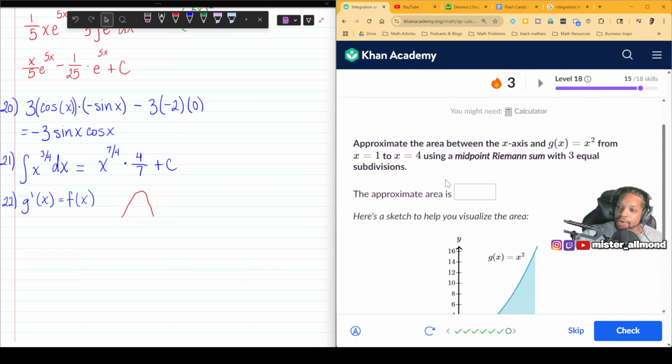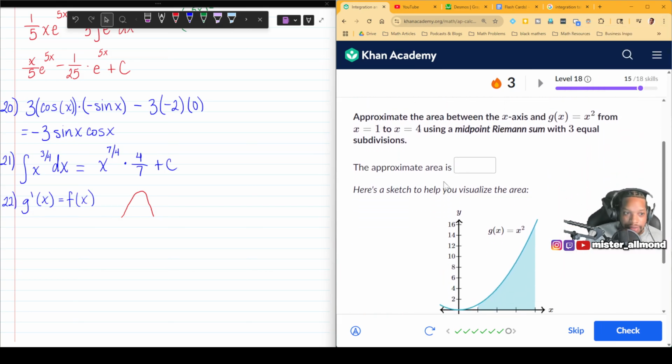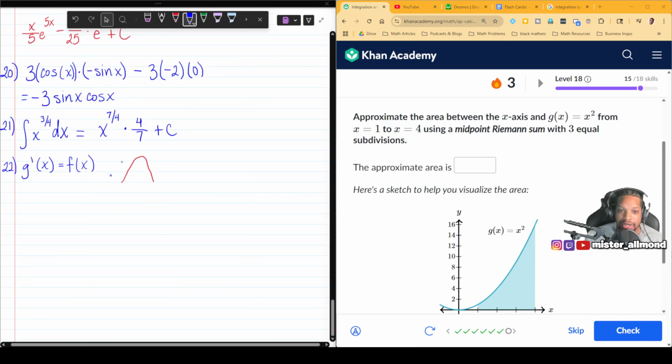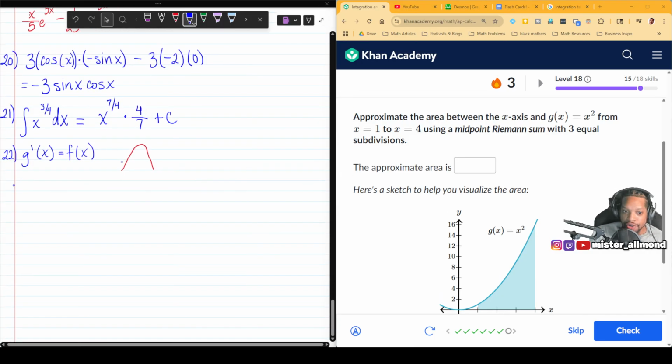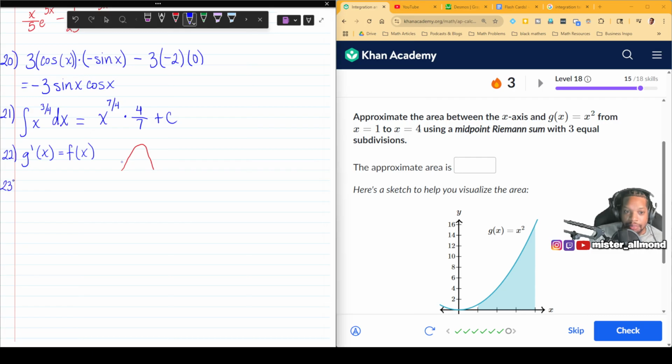Okay, we got a midpoint Riemann sum. This one should be light work. It's completely unrelated to your intended major. Hey, I say if you don't need it, don't take it. No reason to put unnecessary stress on your brain. But probably 90 something percent of the problems on this test that I'm doing right now, you're going to see in AB. So just keep that in mind.